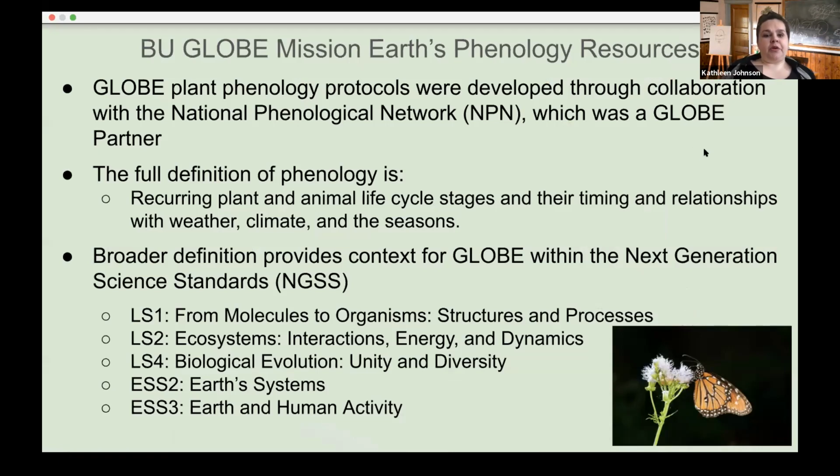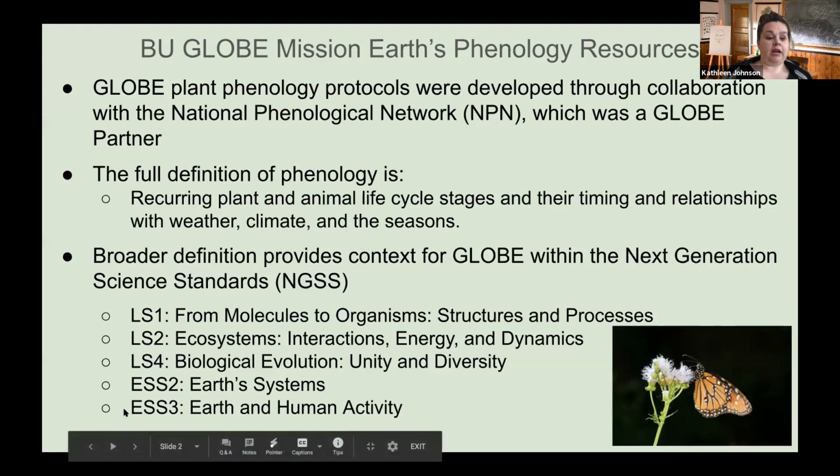For a little bit of background, Globe's plant phenology protocols were developed through collaboration with the National Phenological Network, which was a Globe partner at the time of this collaboration. From the National Phenological Network, the full definition of phenology is recurring plant and animal life cycle stages and their timing and relationships with weather, climate, and the seasons. This broader definition actually helps to provide some context for Globe within the Next Generation Science Standards. So our resources embrace some of that broader definition, and our resources do include some resources around animal phenology as well.